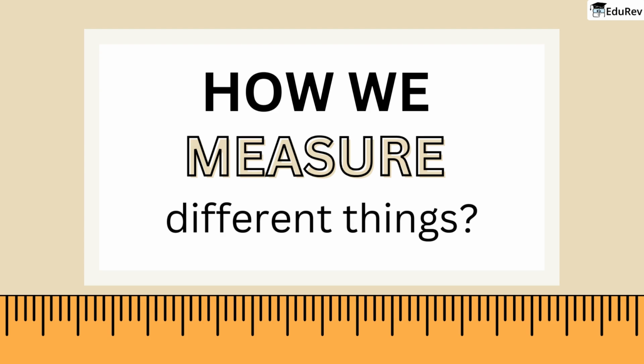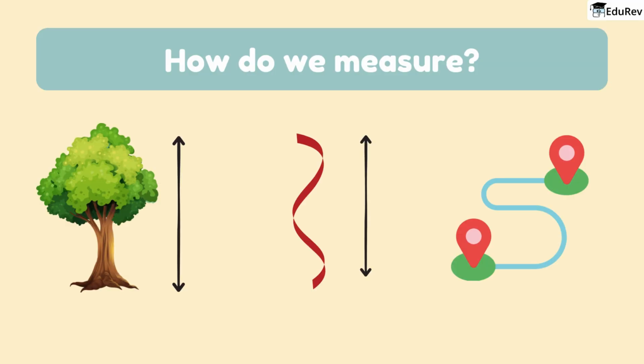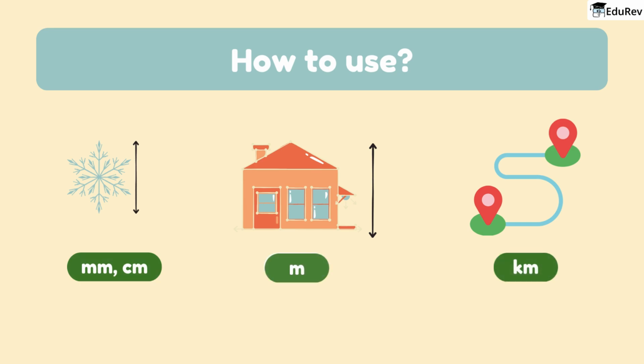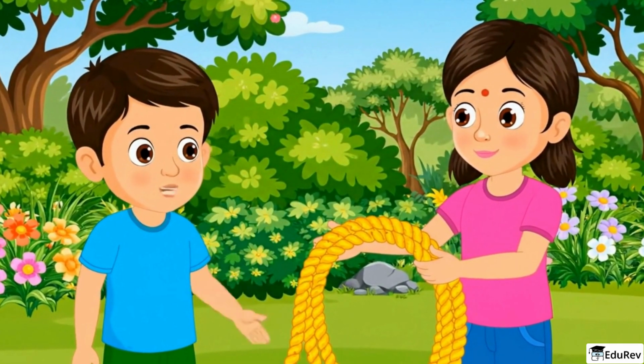Today, we are going to learn about how we measure different things around us, whether it's the height of a tree, the length of a ribbon, or the distance to a faraway city. But did you know that we don't use the same unit to measure all of these? Different objects and distances need different types of measurement. We'll explore how to use millimeters, centimeters, meters, and kilometers and understand when to use each. We'll also do some fun activities and practice measuring things.